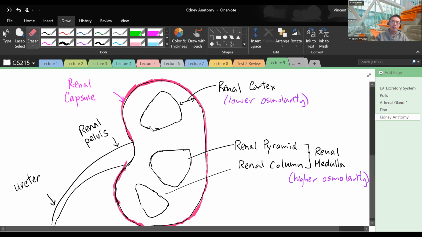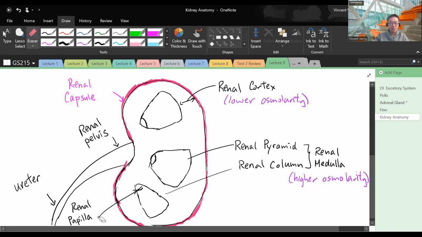Now, at the tip of our renal pyramid, this pointy tip right here, think about eating a slice of watermelon, the tip being the sweetest part. That is the renal papilla. Renal papilla. That's not going to fit, is it? Where should I put it? Maybe here. Okay, renal papilla.